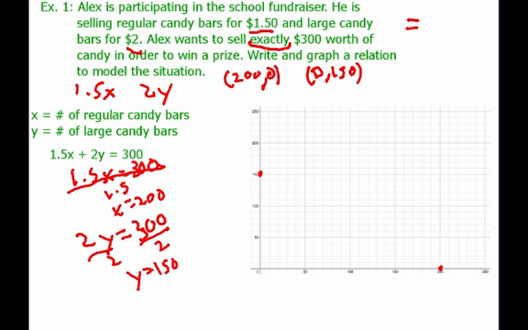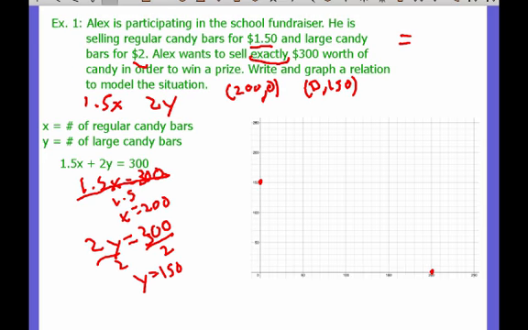And now all I need to do to graph is draw a line that goes through these 2 points. You'll notice that I only worried about the positive quadrant of my coordinate plane. I only worried about quadrant 1 here. The reason behind that is there's no way for me to sell negative of either type of candy bars, so there's no point including the negative parts of the graph. I only include the positive.